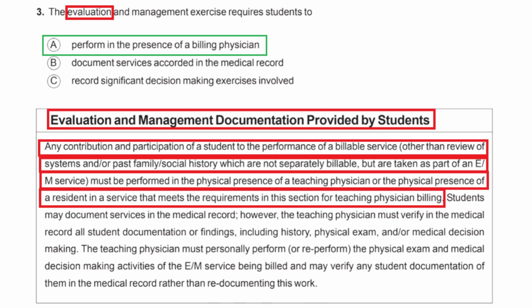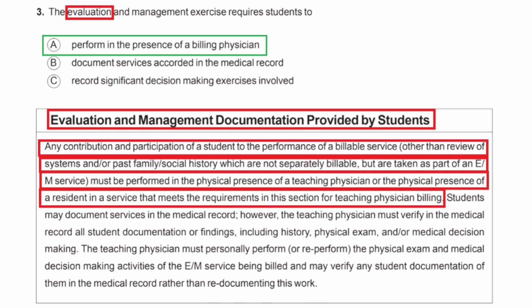This option is correct because it states that students must perform their contributions to a billable service in the physical presence of a teaching physician or a resident in a service that meets the requirements for teaching physician billing. This aligns with the provided policy, which states that students must perform their tasks under the direct supervision of a billing physician.